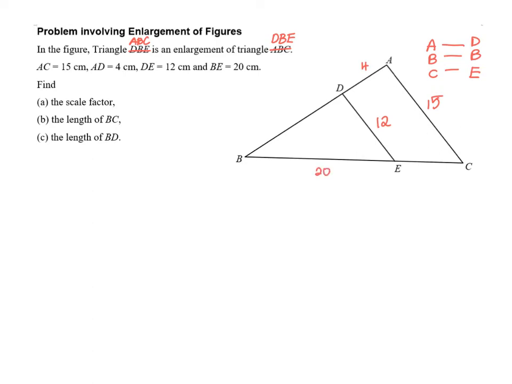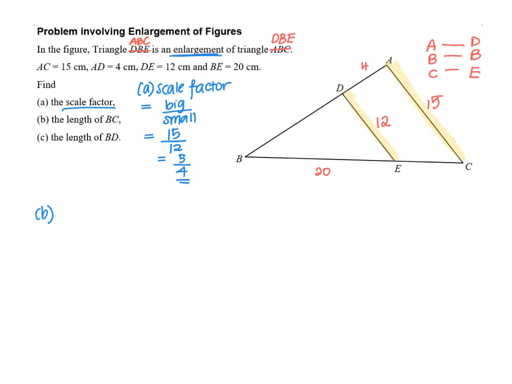Find the scale factor. Now this is an enlargement. So for scale factor, to find the enlargement, we will take the corresponding pair of values. So we know that DE is 12, AC is 15. So the scale factor will be taking the bigger one over the smaller one. So I will take the corresponding sides, 15 over 12, to give me the answer 5/4.